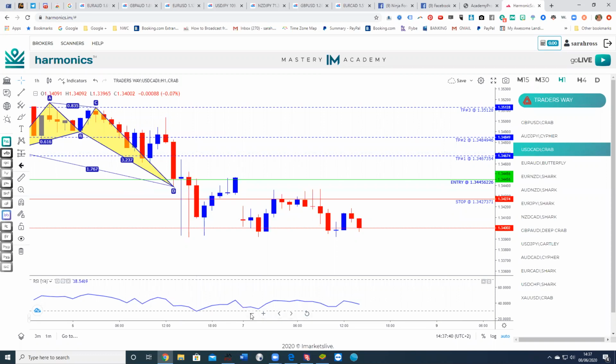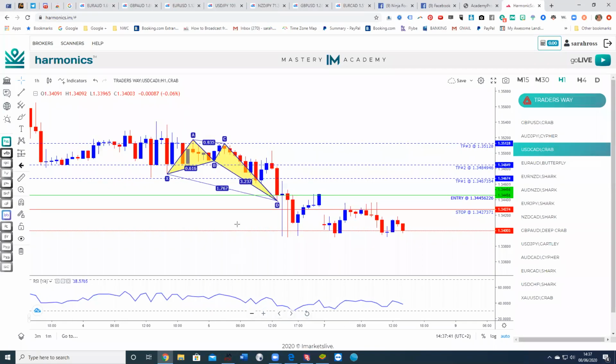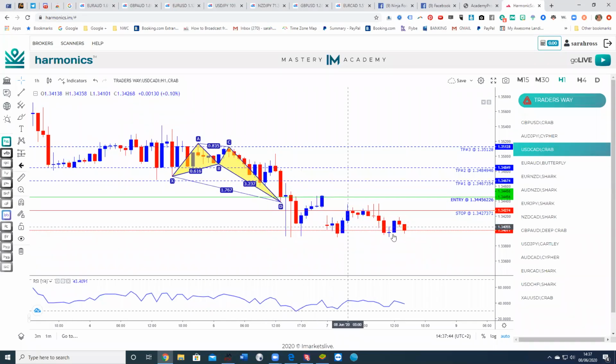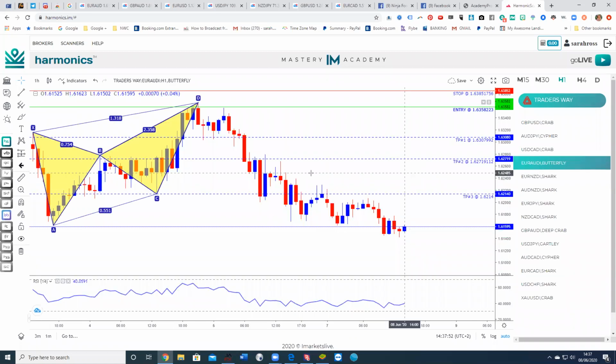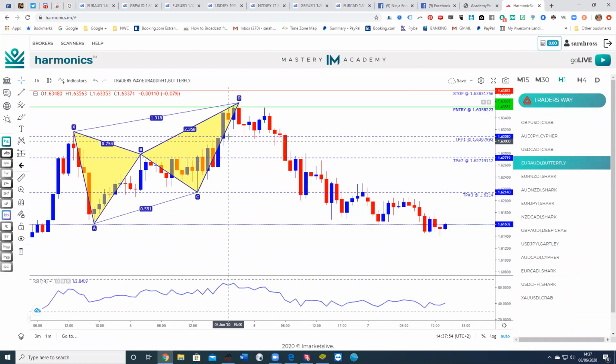USD CAD, that has failed. Failed scan, gone right off stop loss. That's market open. Don't get involved in that. And that one has completed successfully. So if you want to look at the scanner and work out what price does, you can go back through old ones. They'll get older, and then they drop off the bottom.